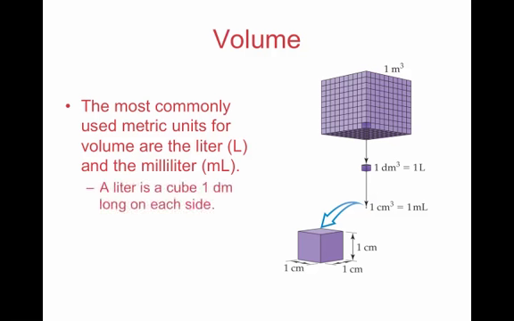Now, a liter is a cube 1 decimeter long on each side. The typical measurement, what we measure with in the chemistry laboratory, is the milliliter. Now, a milliliter is also known as a cubic centimeter, because if you take a milliliter and actually measure it with a ruler, you can measure out 1 cubic centimeter on each side. So you have a centimeter on each side of the cube.